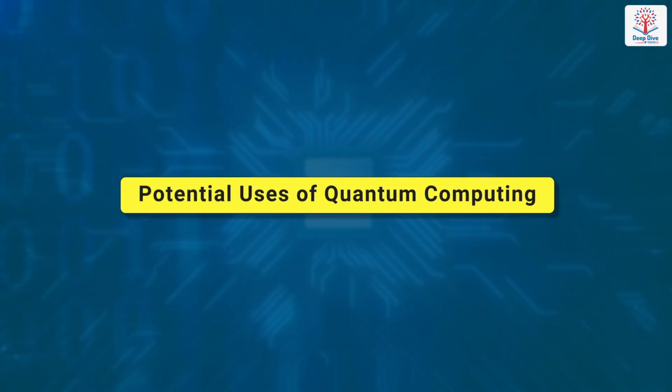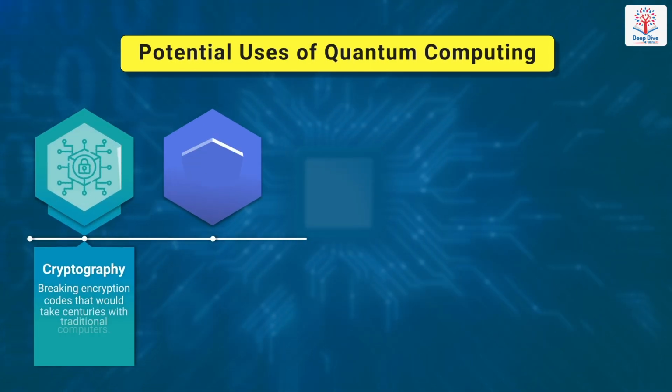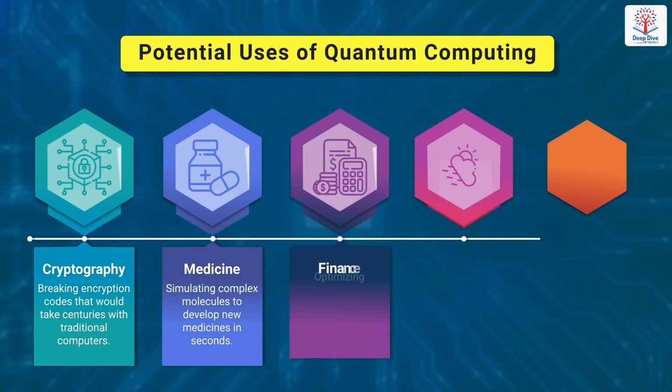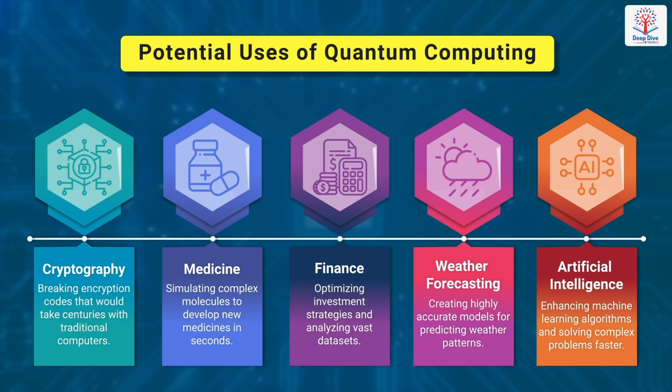How can this be used? This could revolutionize fields like cryptography, medicine, finance, weather forecasting, and artificial intelligence. Imagine being able to simulate a complex molecule to develop a new medicine in seconds, or even break encryption codes that would take centuries with traditional computers.